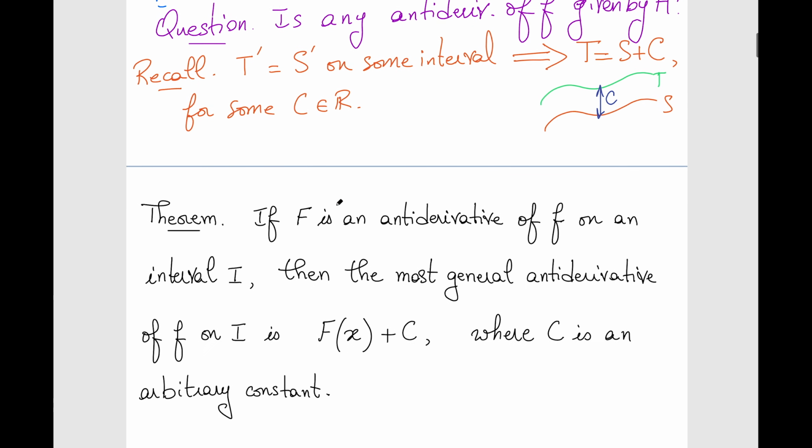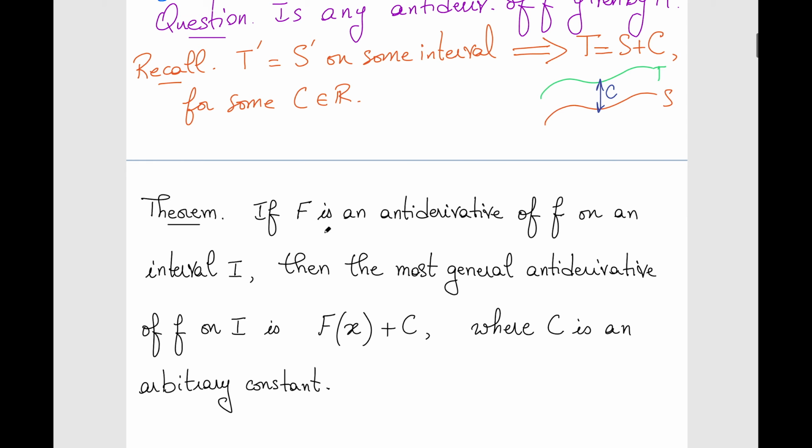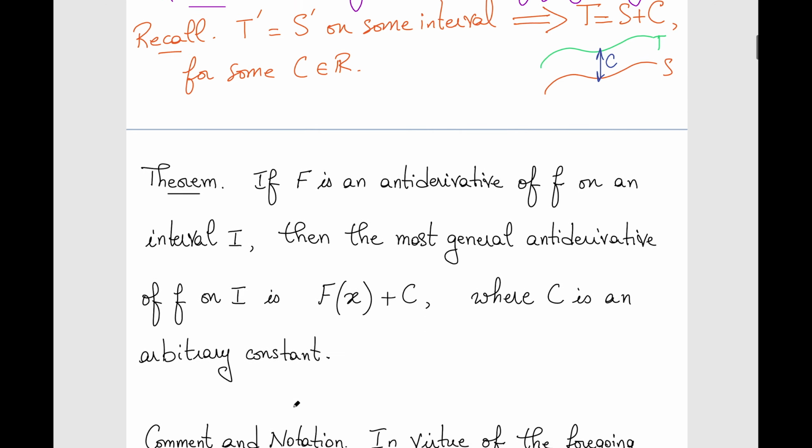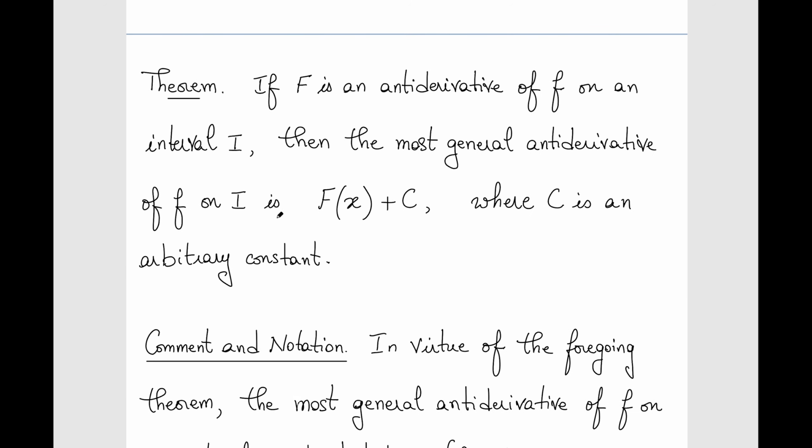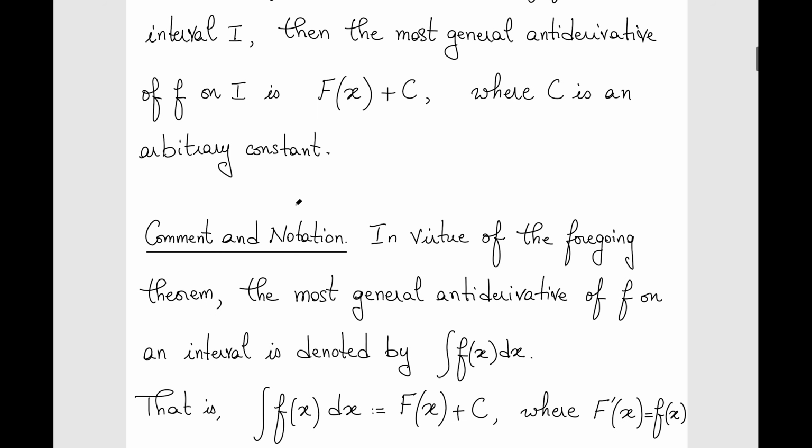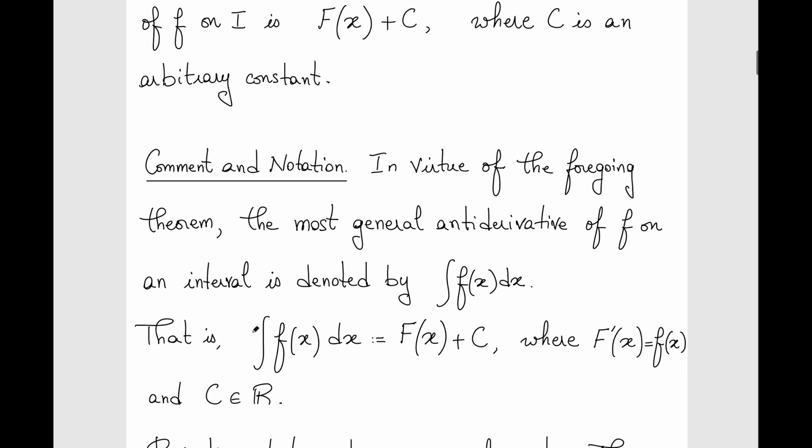And hence we have the following theorem. If capital F is an antiderivative of f on an interval I, then the most general antiderivative of f on I is that function capital F plus a constant, where this constant is arbitrary in R. Okay? All right. So we're going to have a notation for this because of the theorem we just mentioned above.